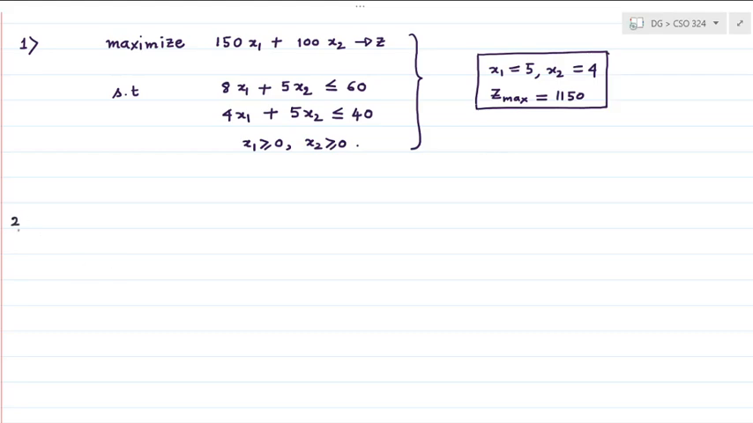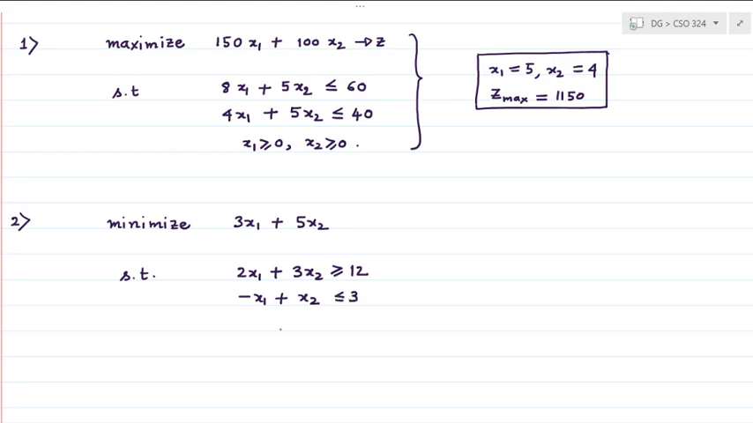Second problem is the following. It is asking you to minimize z equals to 3 x1 plus 5 x2 subject to 2 x1 plus 3 x2 greater than or equal to 12, minus x1 plus x2 less than or equal to 3, x1 less than or equal to 4, x2 is greater than or equal to 3.